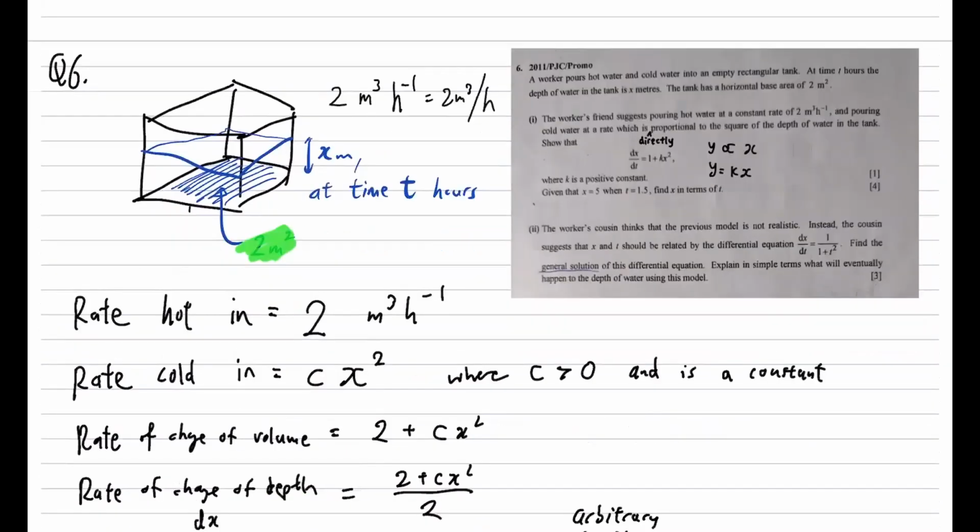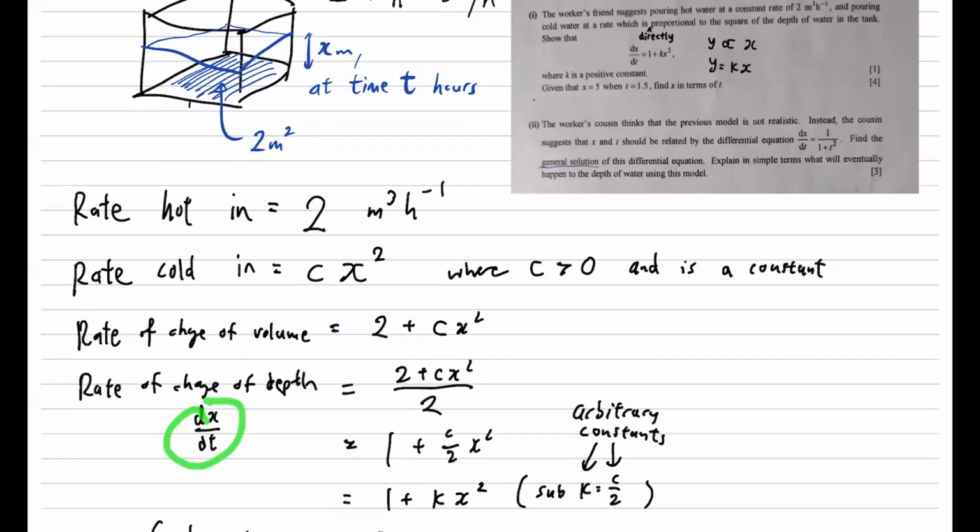So therefore, for the rate of change of the depth, you just take this and divide by 2. In other words, dx by dt is just (2 plus cx squared) over 2. Simplify, you get 1 plus c over 2 times x squared. Correct or not? This part okay?